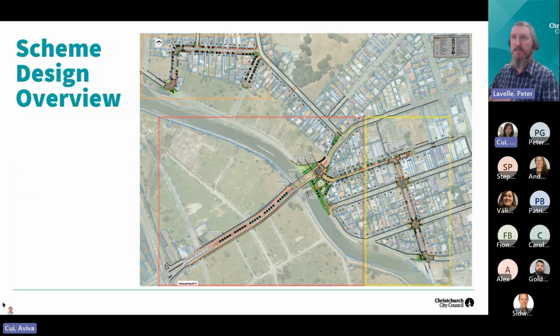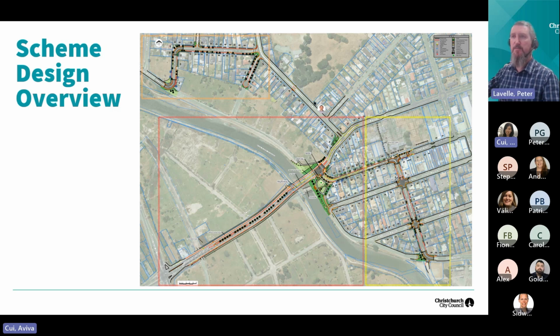Thanks, Nathan. Good evening, everyone. So now I'll talk you through the road design changes and upgrades that are proposed. So the map you see in front of you shows an overview of the draft scheme design. So really just to help get your bearings. So this is Pages Road along here. This is the new bridge over the River Avon. This is Seaview Road, got Hoke Street and Keys Road.